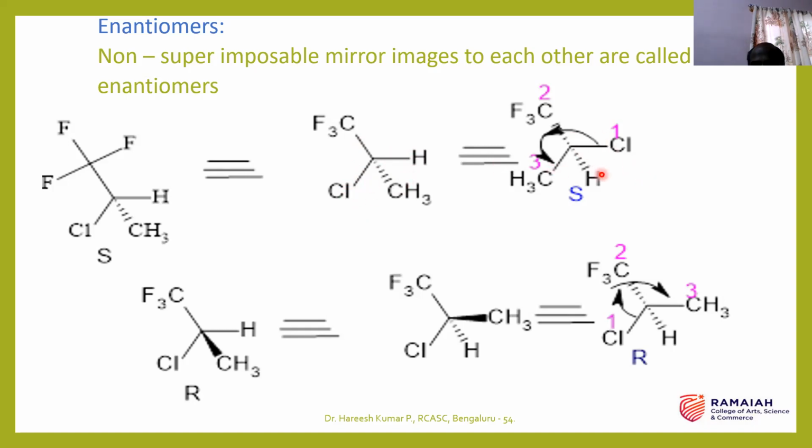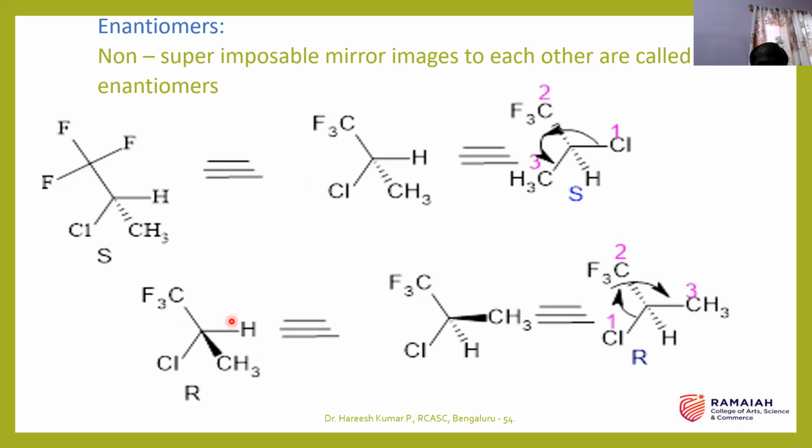Why do we need to do that? Always keep the least priority group in this position. Then assigning R and S on paper is good. Okay, so now you can give the priority. This is the first priority, this is the second priority, and this will be the third priority. So it will go in an anti-clockwise direction. That is the reason this is S configuration. If this is S, then this is also an S configuration.